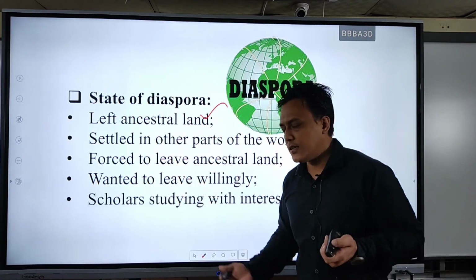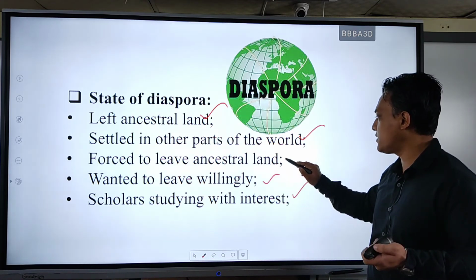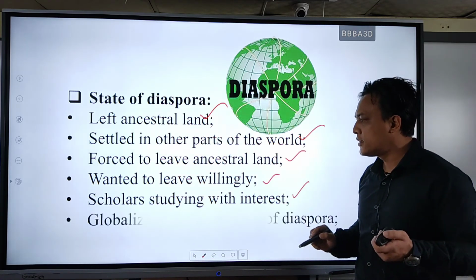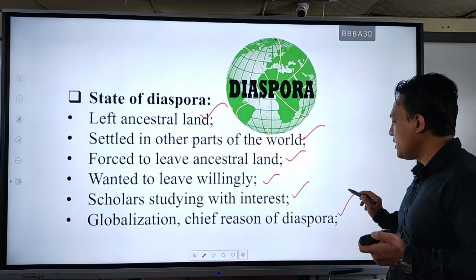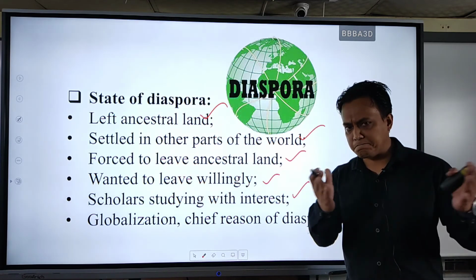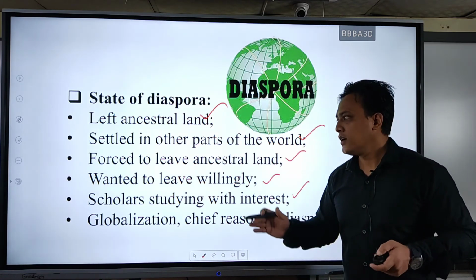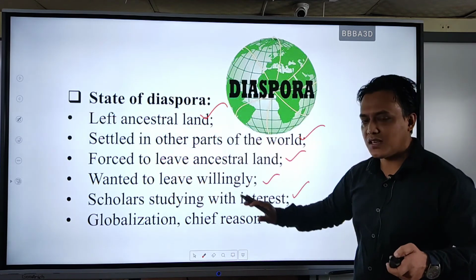Scholars have been studying diaspora with great interest. This information has also been stated in the passage as well as in the slides. And globalization, the chief reason of diaspora. That means this slide is the summary of the whole passage. All the important information has been stated in this slide.